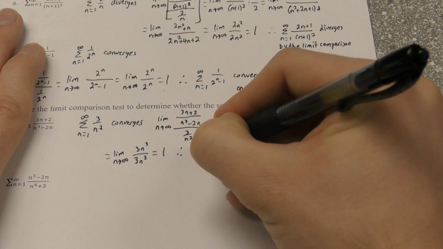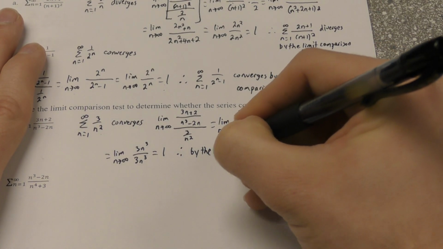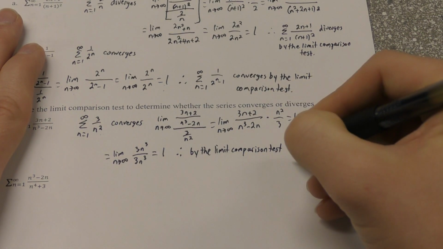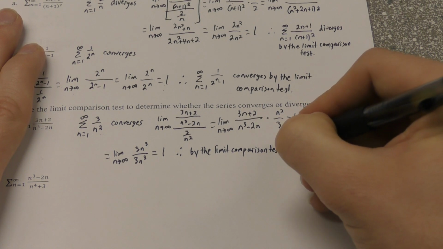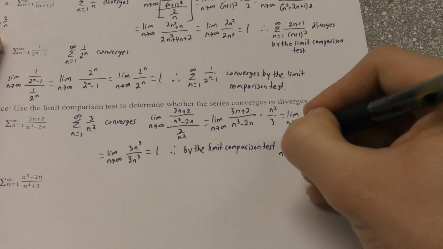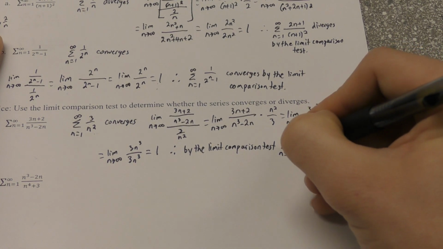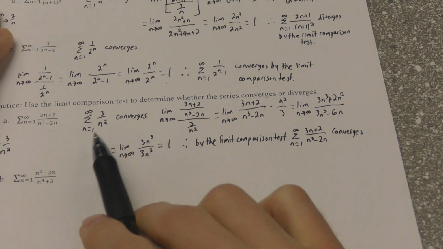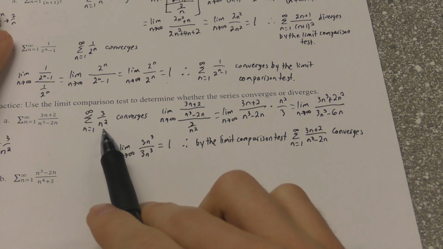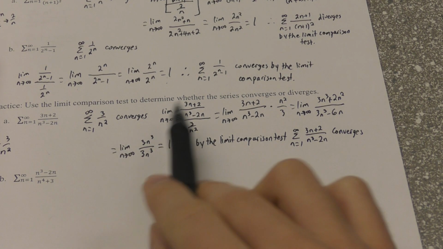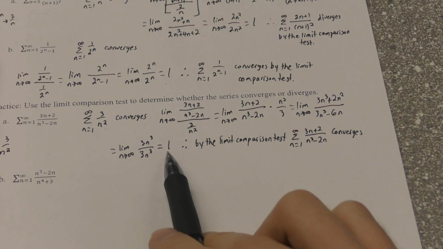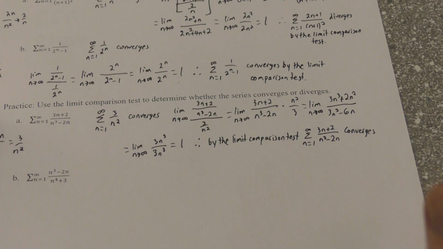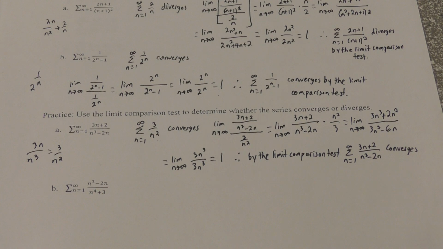Therefore, by the limit comparison test, the series from n equals 1 to infinity of (3n plus 2) over (n cubed minus 2n) converges. Again, why? Because my comparison series converged. It was a p series with p greater than 1. Through my limit comparison, my limit came out to be between 0 and infinity. Therefore, by the limit comparison test, my series converges.